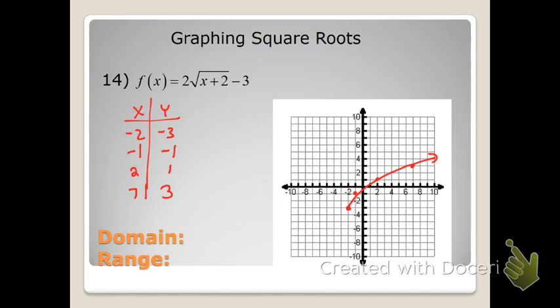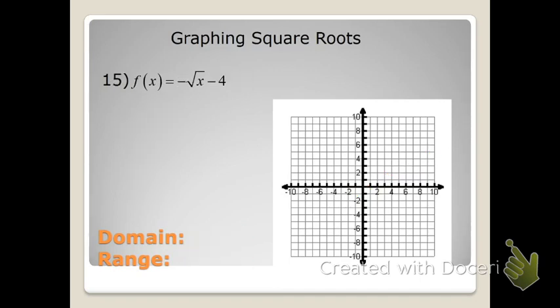What's the domain? Maya, what's the domain? -3. What's your first x value? -2. Yeah, inclusively. It includes -2 to infinity, right? Yes. Okay. Kaylee, what's my range? Thank you. Nice. We okay? All right.